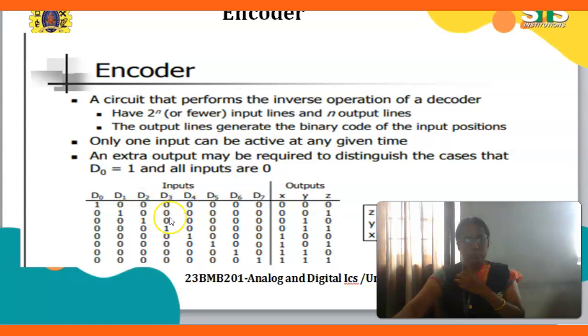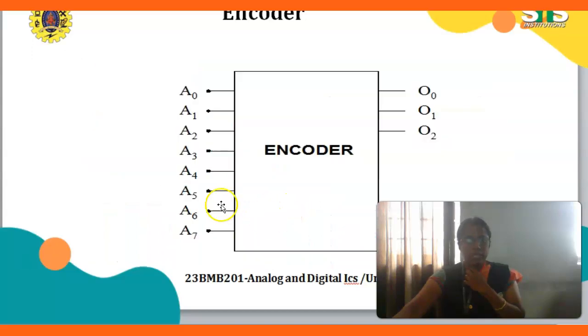Here 2 power n indicates the number of inputs, with n outputs. For example, with 3 outputs, 2 power 3 is 8 inputs. Only one input can be activated at any given time. An extra output may be required to distinguish the case where D0 is equal to 1 from the case where all the inputs are 0. Next one is the encoder circuit.